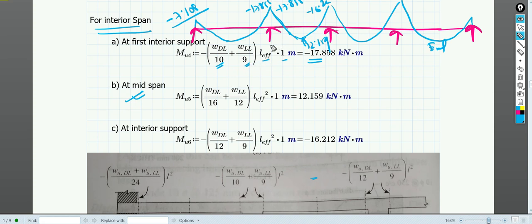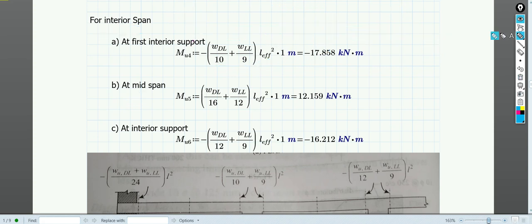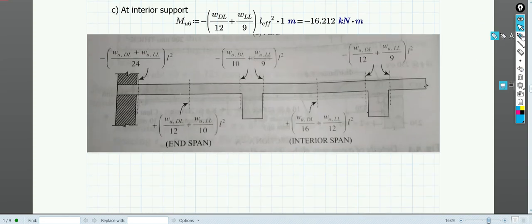As the moments are available, we can go for calculating the reinforcement. Now in this particular drawing, it is mentioned that at the support it is basically 24, at the mid span it is WL, dead load by 12 plus live load by 10, a positive value, and at the support it is dead load by 10, live load by 9 into L square. The 1 meter is not there because the width is not considered over here. Or you can say the loading is in kilonewton per meter over here. In our case it is kilonewton per meter square, so we have to multiply by 1 meter.